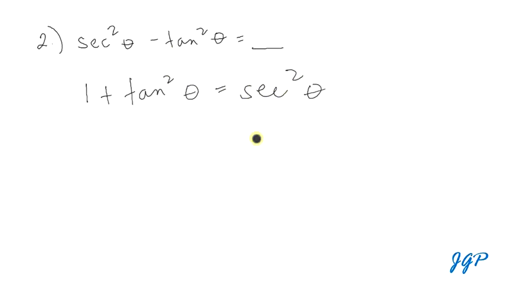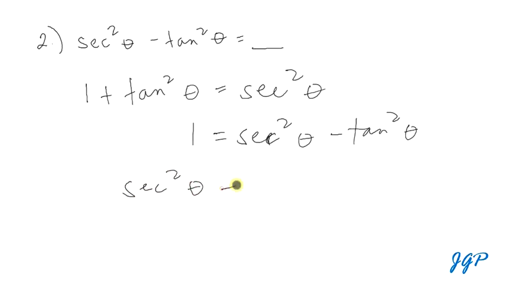So, I will start here. Secant square theta. And I will use SPE, the subtraction property of equality. I will subtract both sides by tangent square theta. So, that means this is gone. And, of course, 1 is left there. So, that's it. Or, you can write it also as secant square theta minus tangent square theta is equal to 1, which is the same as this one. So, the missing number is 1.